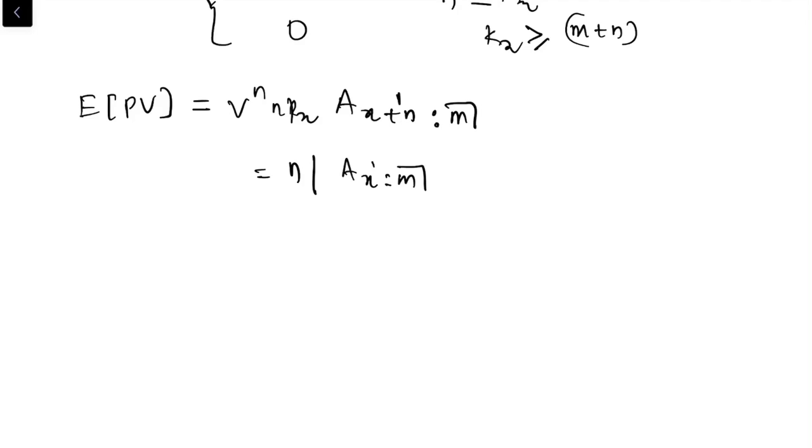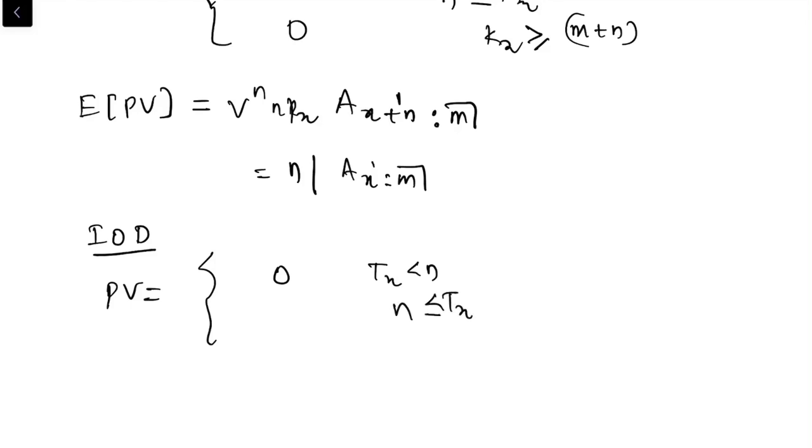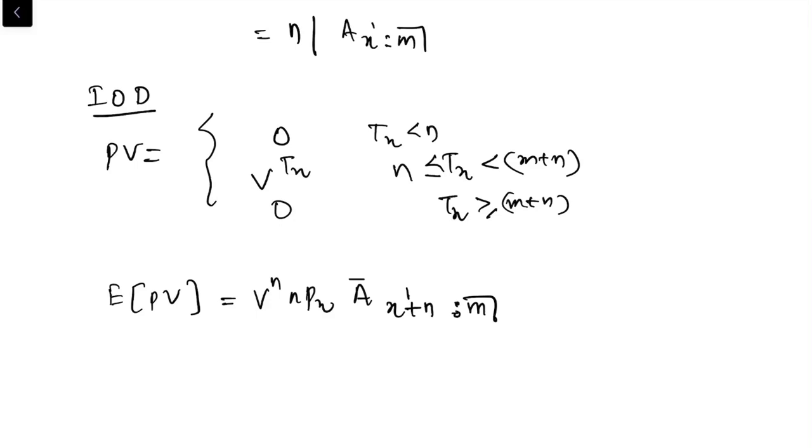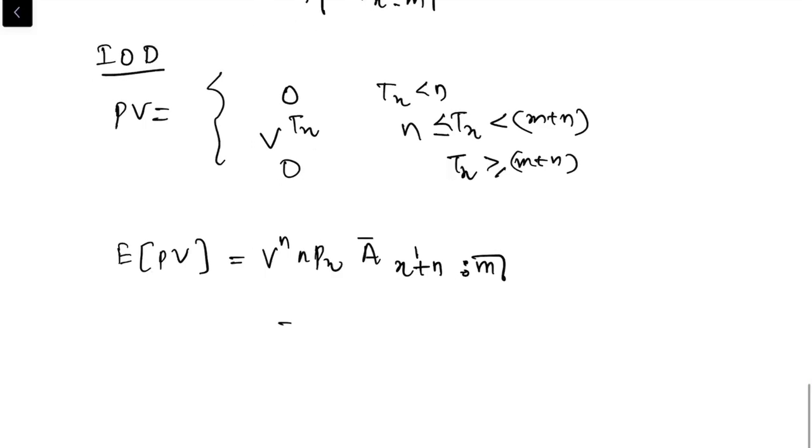Okay, so now let's do for the immediate case, immediately on death. So the present value will be, when Tx is less than n, this is 0. When Tx is greater than or equal to n but less than m plus n, this is v to the power Tx. And when Tx is greater than or equal to m plus n, this is simply 0. So the expected value is, again, n years is deferred, so v^n nPx, and then for immediate case we write A-bar and then the term x plus n for m years. Okay, so basically you can predict these results based on the previous concepts as well. Okay, or we can write this as n deferred A-bar x' m. All right, if you want to derive this, you can go from the first principle.